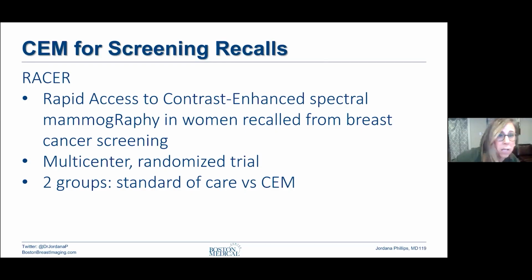There's a great trial called the RACER trial, Rapid Access to Contrast-Enhanced Spectral Mammography in Women Recalled from Breast Cancer Screening. This trial is randomizing patients to standard of care, which is mammography and ultrasound, versus CEM. And they're going to look at what the different performance is in terms of cancer detection, follow-ups, biopsies, missed cancers, etc. The results of this trial are going to be really great to help us figure out, is contrast mammo better? Maybe it has a slightly better or better cancer detection rate, but maybe there are other challenges that we need to be mindful of.